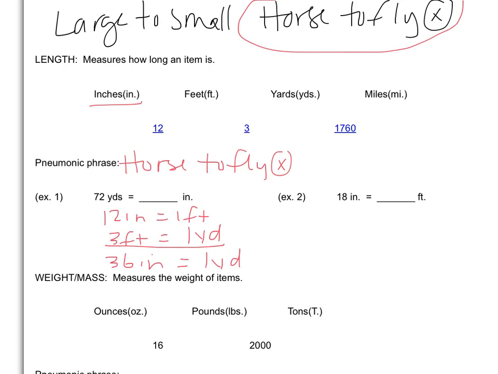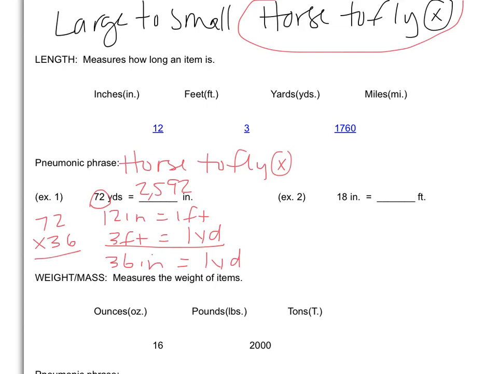Okay, so now if we have 72 yards, we said we need to multiply, so you need to do 72 times 36, and you end up with 2,592. I'm not going to show all that multiplication because I don't have a lot of space here, but you're going to need to do that, and you can use the back of your paper to show that work, because you will be required to show that tomorrow when you have homework on this. Okay, so then for example 2, I'm going to erase this.